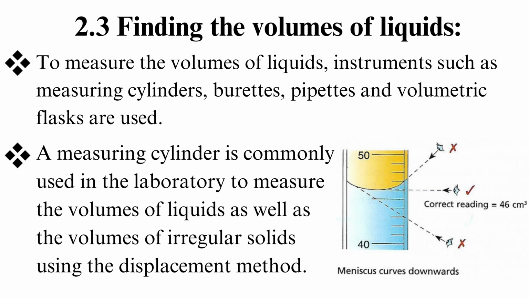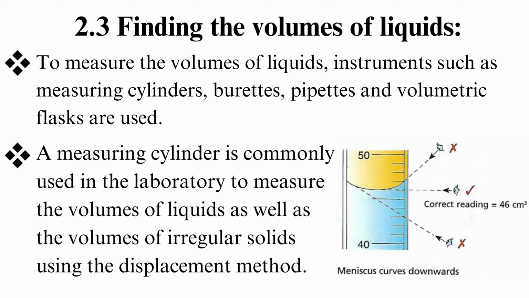Finding the volume of liquids. To measure the volume of a liquid, instruments such as measuring cylinders, burettes, pipettes, and volumetric flasks are used. A measuring cylinder is commonly used in the laboratory to measure the volumes of liquid as well as the volume of irregular solids, using the displacement method.